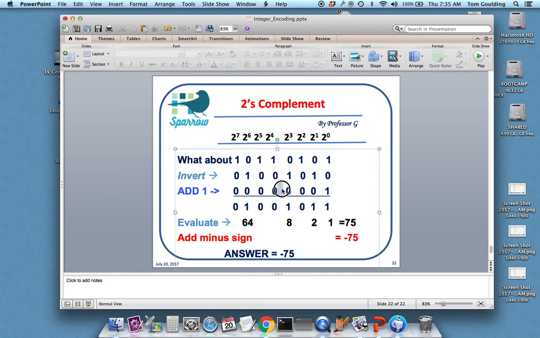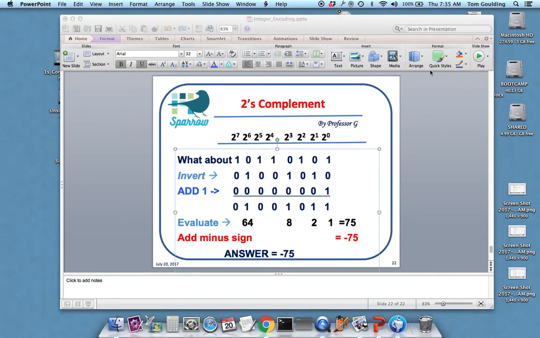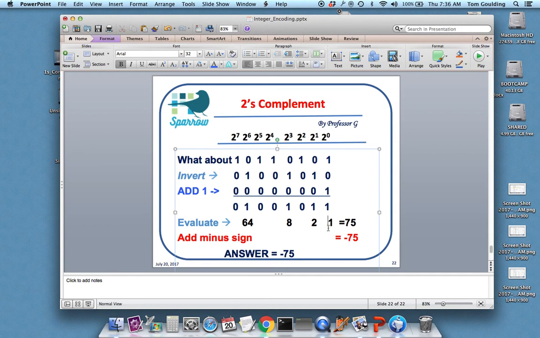So I've added a binary integer of 1 here, and now I add it to my original value, which then shows up down here very simply. And then I can evaluate it as I've done before. Well, this is kind of a pest showed up here. And we can evaluate, as I've done before, 64, 8, 2, and then I have this additional 1 down here that I can add. So my total is now what? 64 plus 10, 74 plus 1 is 75.